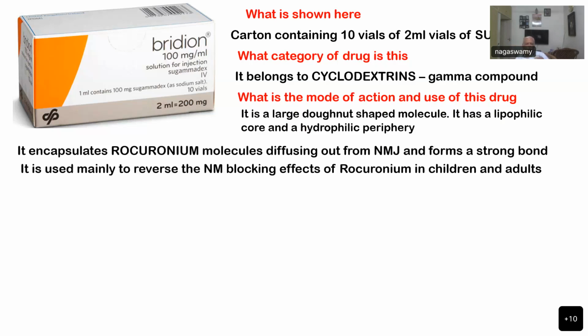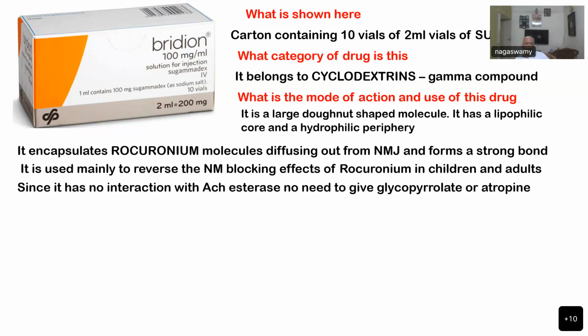It is used mainly to reverse the neuromuscular blocking effects of rocuronium in children as well as in adults. Since it has no interaction with acetylcholinesterase, there is no need to give glycopyrrolate or atropine, like when you use neostigmine; there is no need for any anticholinergic agent. So these are the points expected. Which other muscle relaxants can be reversed using this drug?